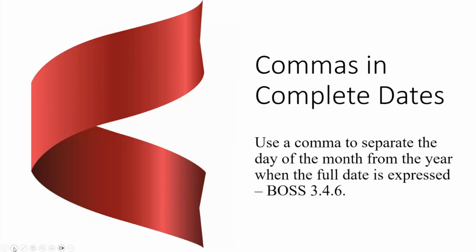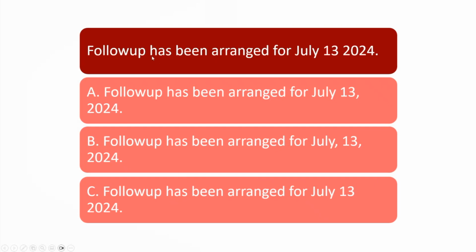All right. The next item is commas in complete dates. So use a comma to separate the day of the month from the year when the full date is expressed. And this is explained in BOSS 3.4.6. So let's take a look at an example here. Follow-up has been arranged for July 13th, 2024. So let's give everybody a moment to look at the answers and have a think about it.